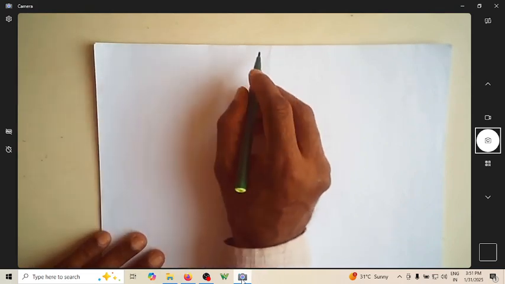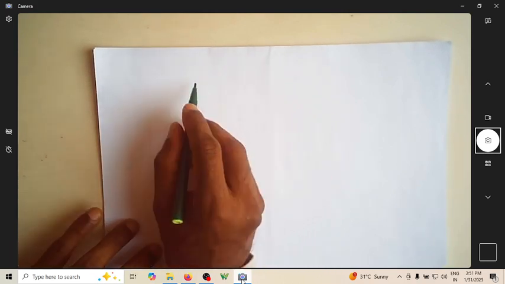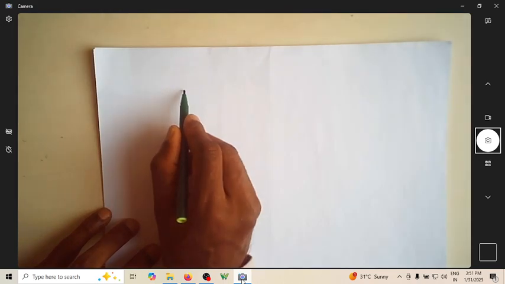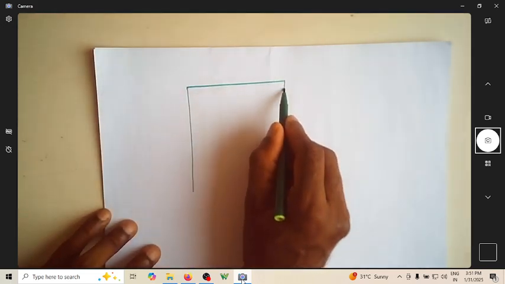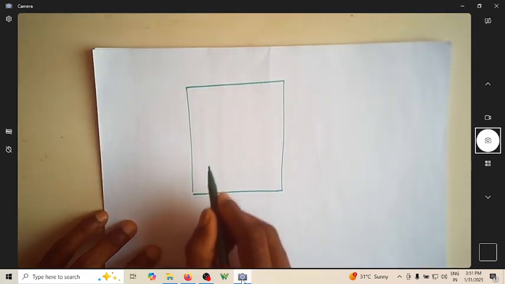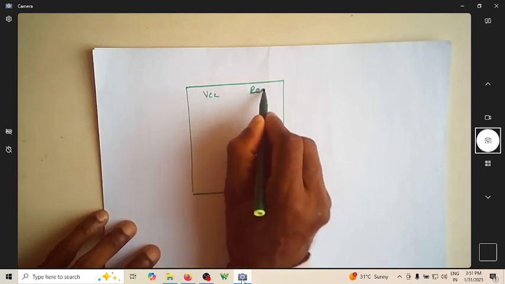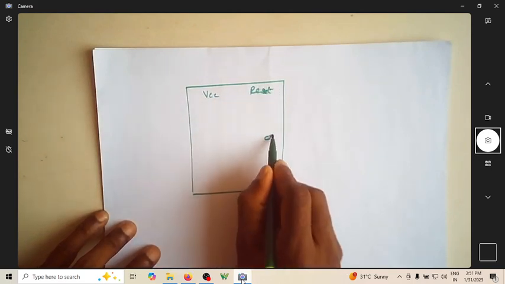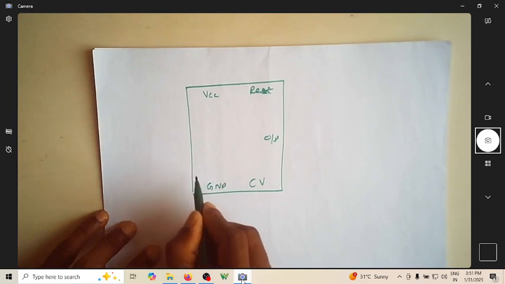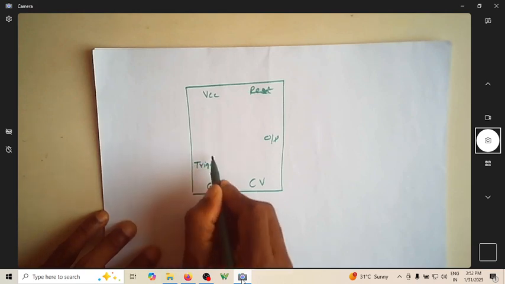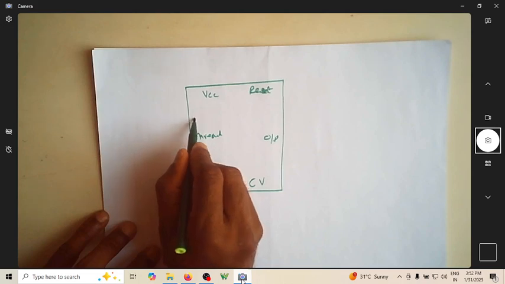Now let me touch upon the 555 timer, astable multivibrator and monostable multivibrator very quickly. I want to generate an astable multivibrator, a square wave free running oscillator, using the 555 timer. So this is VCC. I will have a reset pin. There is an output pin, a control voltage, a ground pin, a trigger pin, a threshold pin, and a discharge pin.